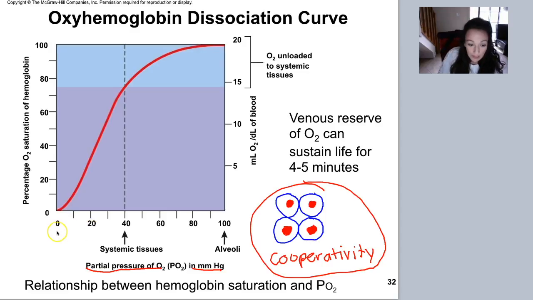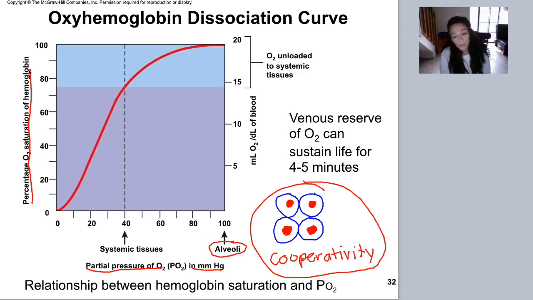Okay, so we go from 0 millimeters of mercury, which would be no oxygen in the blood, up to 100 millimeters of mercury of partial pressure of oxygen in the alveoli. This is pretty much the highest the partial pressure of oxygen will ever be in the blood. And then over here on the y-axis, we have percentage oxygen saturation of hemoglobin.